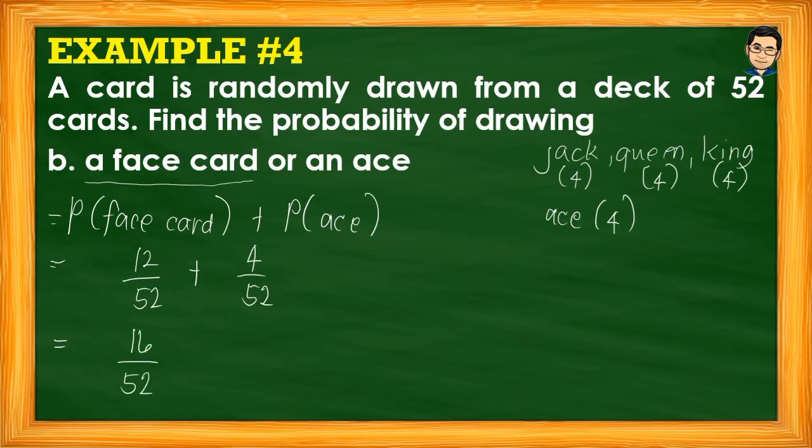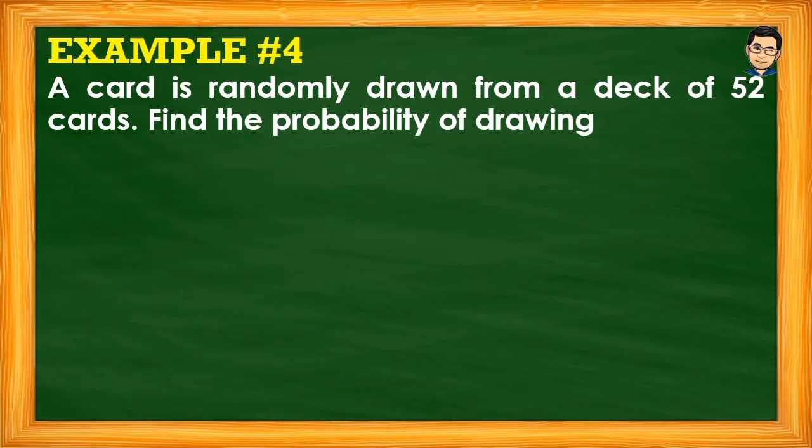And then, simplifying 16 over 52, so divide natin both numerator and denominator by 4. This will give us 4 over 13. So what is 4 over 13? This is the probability of drawing a face card or an ace. So find the probability of drawing a diamond or a 9.